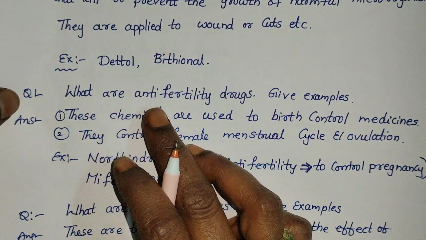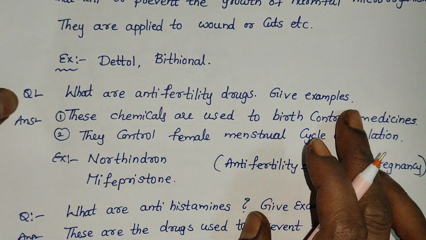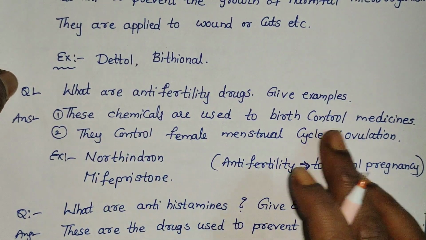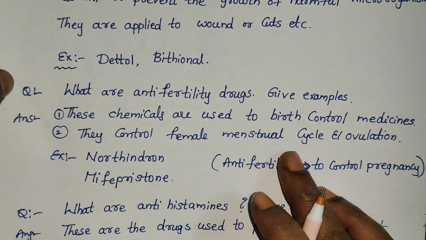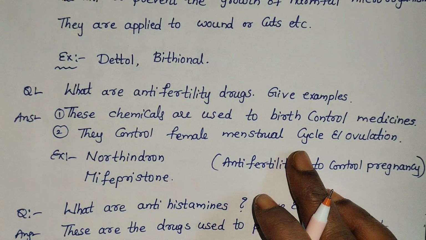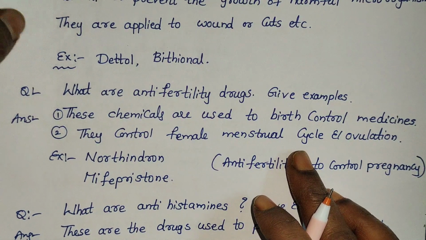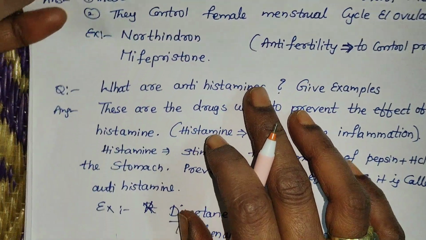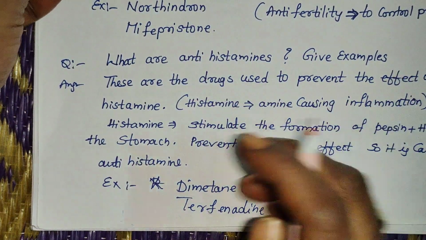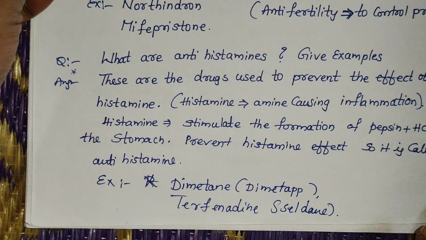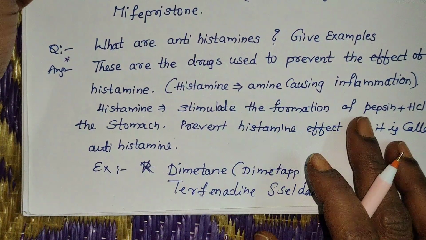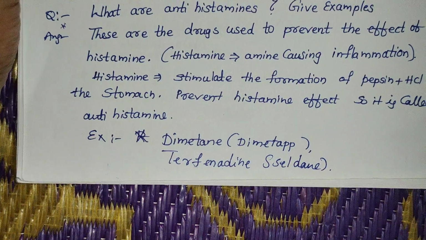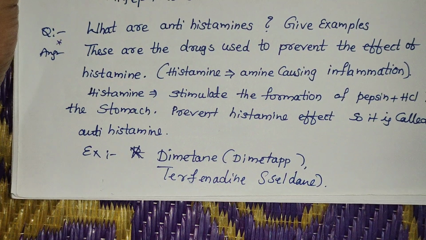Next, what are anti-fertility drugs? Give an example. These are drugs used for fertility control. These chemicals are used as birth control medicines. For example, they control the female menstruation cycle. Norethindrone is an example of an anti-fertility drug. Next, what are antihistamines? Give an example. Antihistamines are medicines used for controlling histamine. Example: Dimetap. This I also explained in the previous class.